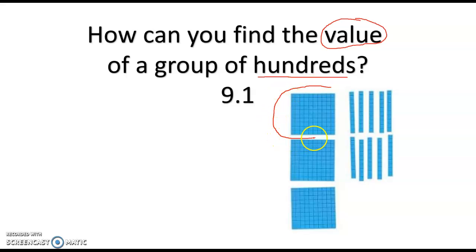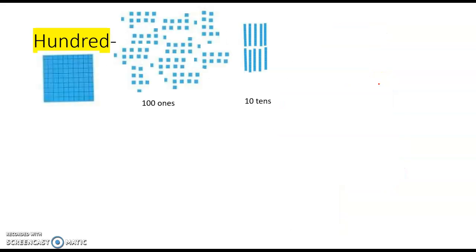This is 100. 100 is made out of 10 tens. Let's look at that a little deeper. So 100 is made out of 100 ones. It also can be made out of 10 tens.